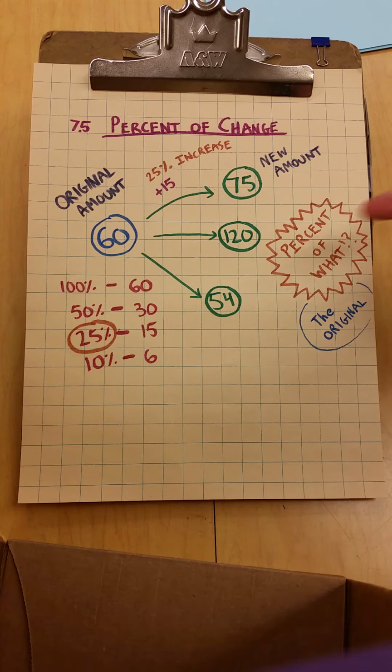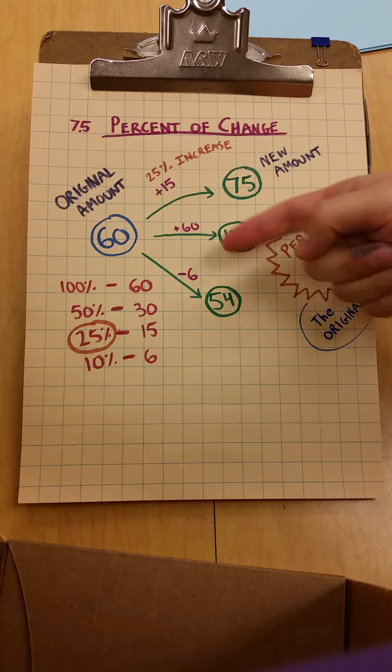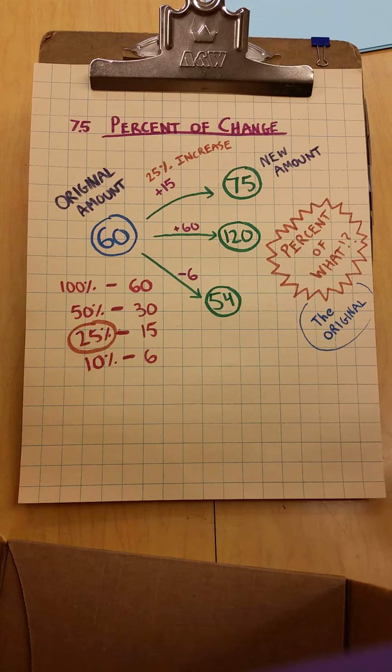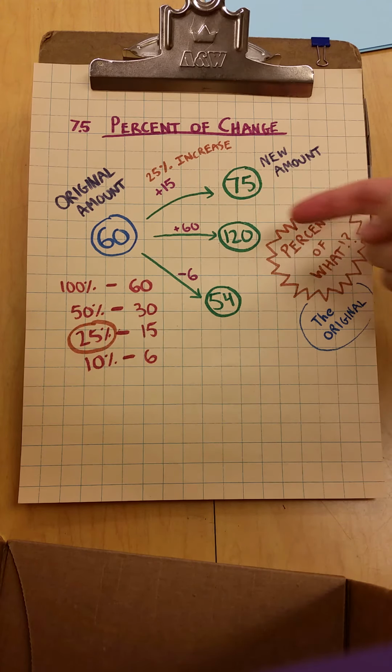What if my number had become 120 or 54? First, we must ask ourselves, how much did it change by? Second, we ask ourselves, well, what percent is that? And then we must ask again, percent of what? Well, we want percent of the original.